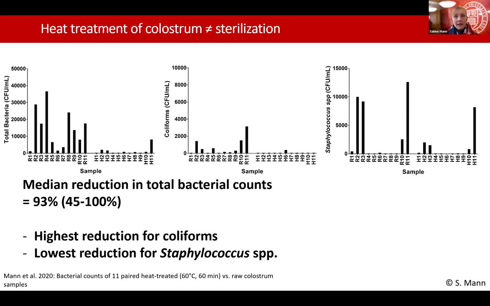So while you get a median reduction in total bacterial counts across these samples of 93%, which sounds great, we have a range of 45 to 100%. So in some of these samples, you're barely getting half of the bacteria after the heat treatment process.